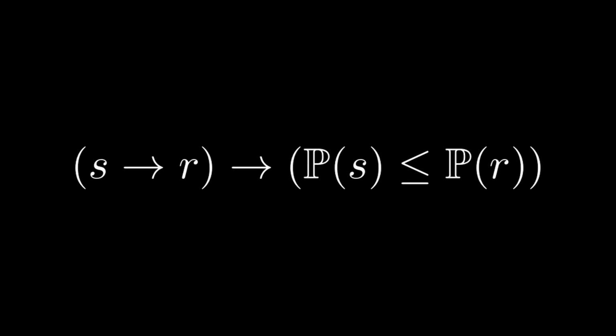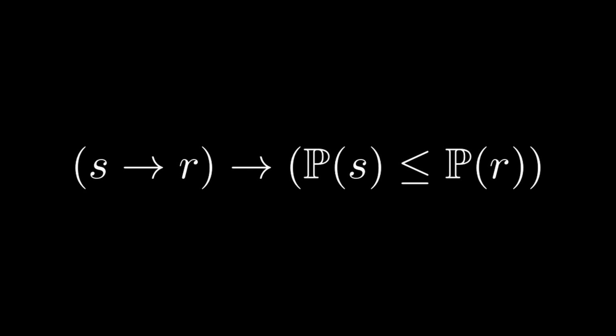Now, if S implies R, then intuitively R should be at least as likely to be true as S is, since whenever S is true, so is R. But there could be cases where S is false, but R is true. And the implication rule just makes that intuition precise. It says that if S implies R, that implies that the probability of S is less than or equal to the probability of R.